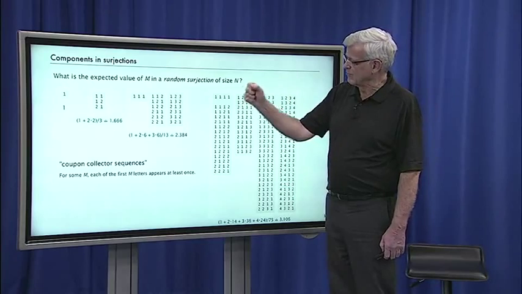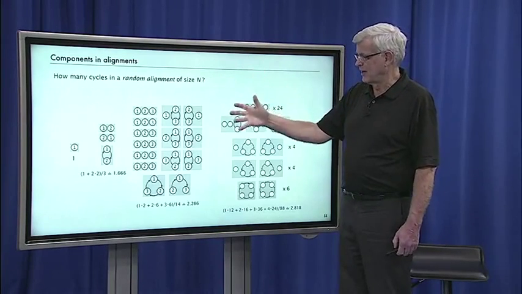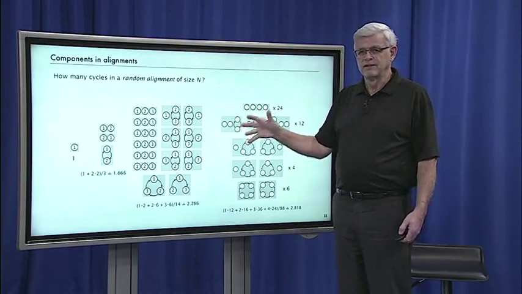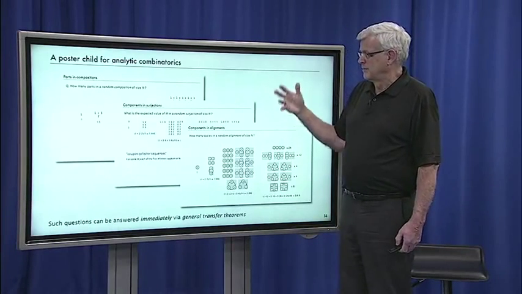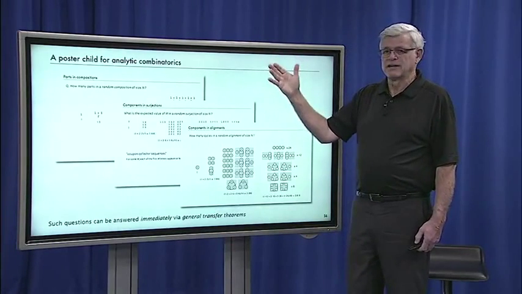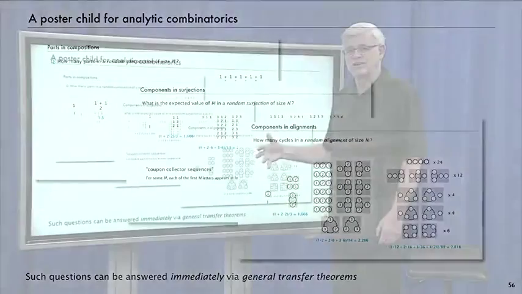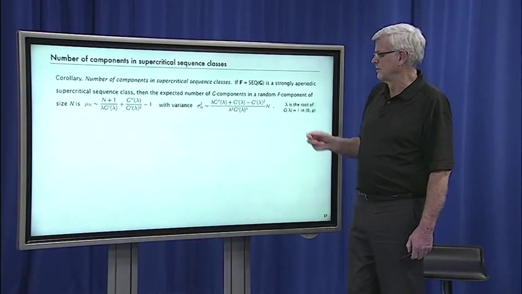So average expected values of parameters, or here's for alignments, how many cycles are there in a random alignment? And again, this seems like a difficult analytic problem. But a real poster child for analytic combinatorics and the idea of schemas is that we can answer these questions immediately through a general transfer theorem based on the supercritical sequence schema. Let's see how that works.